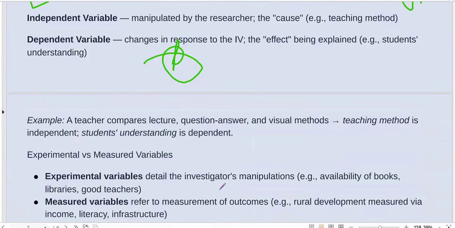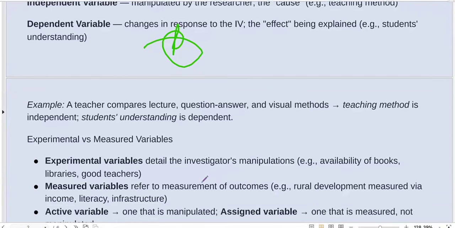Here the method is independent. I can choose it. I can choose lecture, I can choose question answer, I can choose visual methods. Students' understanding is dependent on what method I am choosing. If I use jargon instead of trying to simplify with examples, your learning is dependent on what method I am choosing. So what method I'm choosing is independent. Your learning outcome is dependent. I hope now you are clear with it.